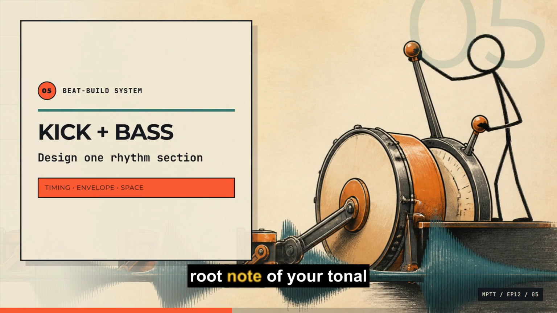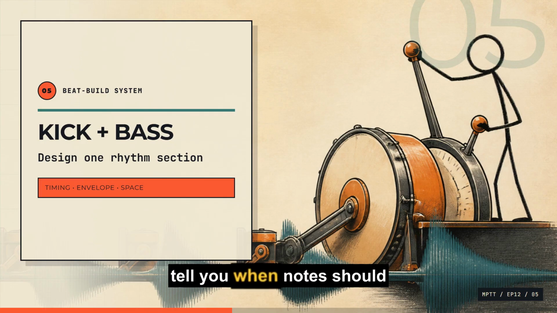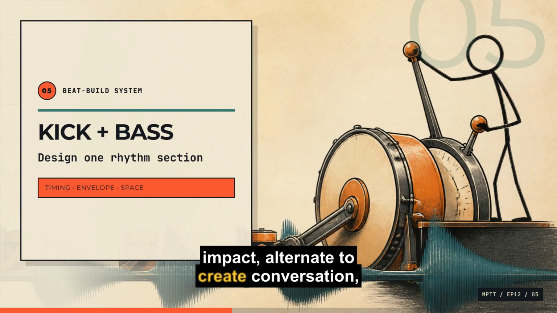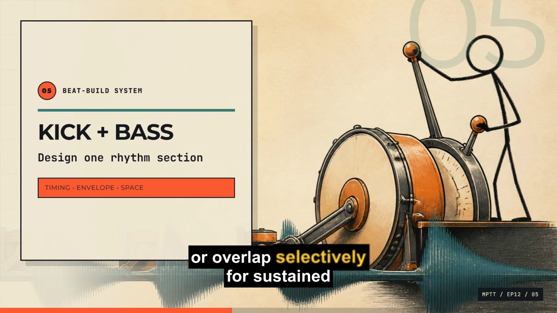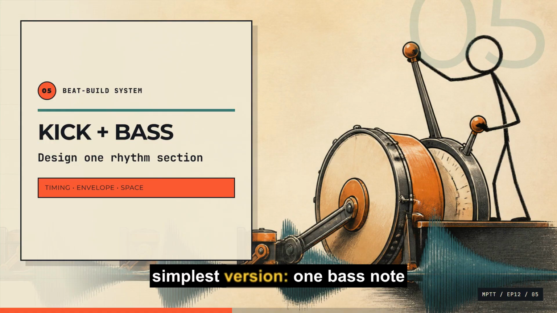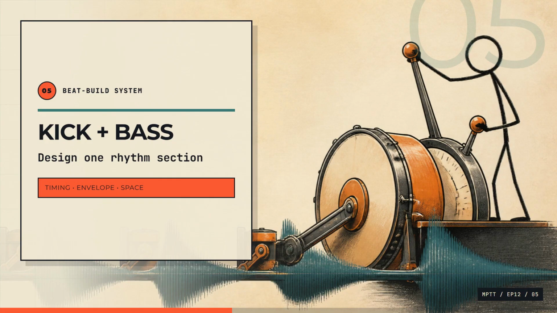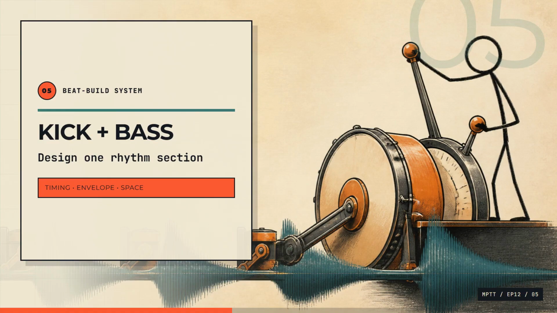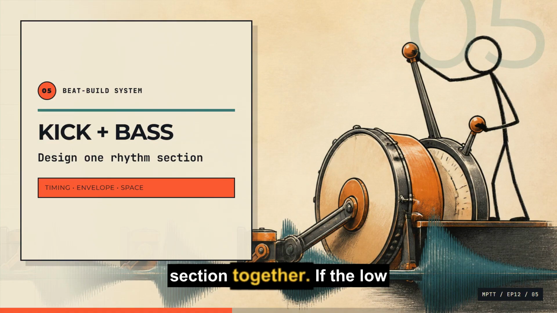Now write bass as part of the rhythm section, not as a separate decoration. Begin with the root note of your tonal center or chord, but let the kick pattern tell you when notes should begin. Bass and kick can hit together for one strong impact, alternate to create conversation, or overlap selectively for sustained weight. None of those is always correct. Start with the simplest version, one bass note per important harmonic moment. Match note lengths to the groove. Short notes can leave air around the kick, longer notes can glue a section together.